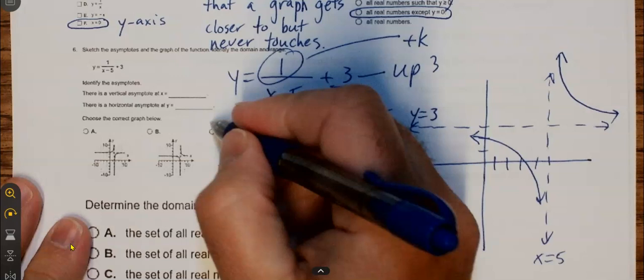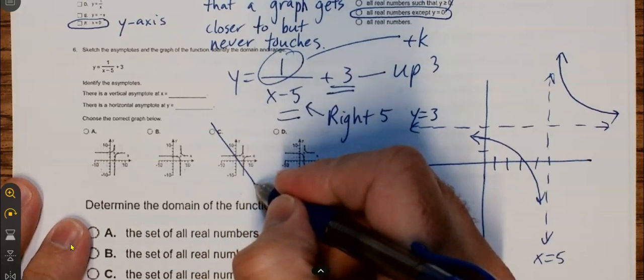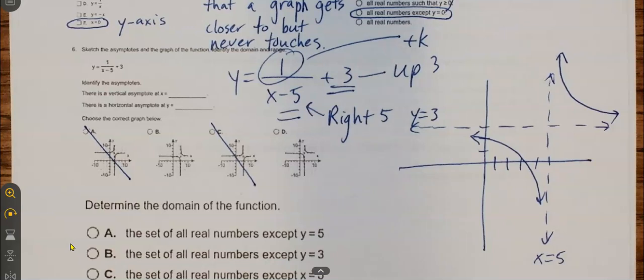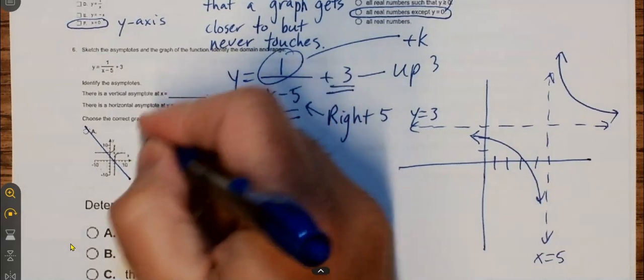So it obviously cannot be C. And it cannot be A because the branches are in the wrong spots. So it's really between B and D. We got to figure out which one goes right 5 and up 3. And that means it goes right farther than it goes up. Which one does that? B.